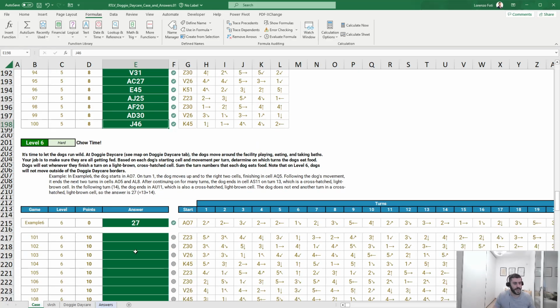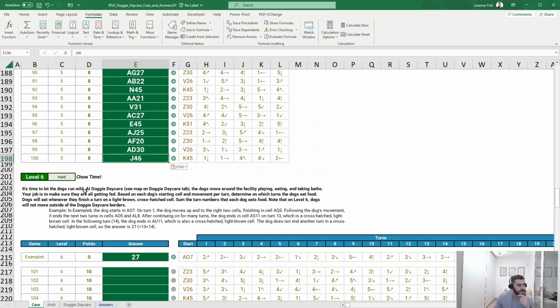Okay, then level 6, it's time to let the dogs run wild. The dogs move around the facility playing, eating, and taking baths. Your job is to make sure they're all based on each dog's starting position and movement per turn. Determine on which turns the dogs eat food. Dogs will eat whenever they finish a turn on a light brown cross-hatched cell. Sum the turn numbers that each dog eats food. Dogs will not move outside the doggy daycare borders.